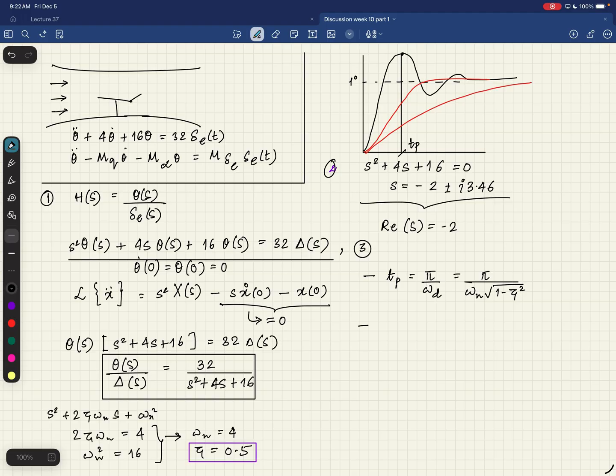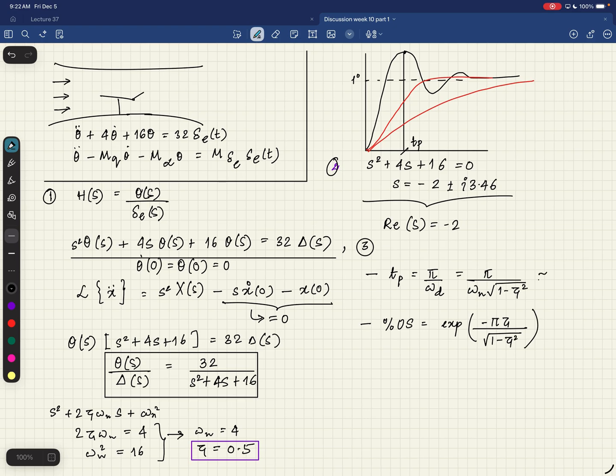Next, that should be in your cheat sheet is percentage overshoot, or POS. This is given by exponential of minus pi zeta divided by root over 1 minus zeta square. If you go ahead and calculate the peak time for this specific problem, it will come out to be 0.91 seconds. And if you compute the percentage overshoot, it comes out to be 16.3%.